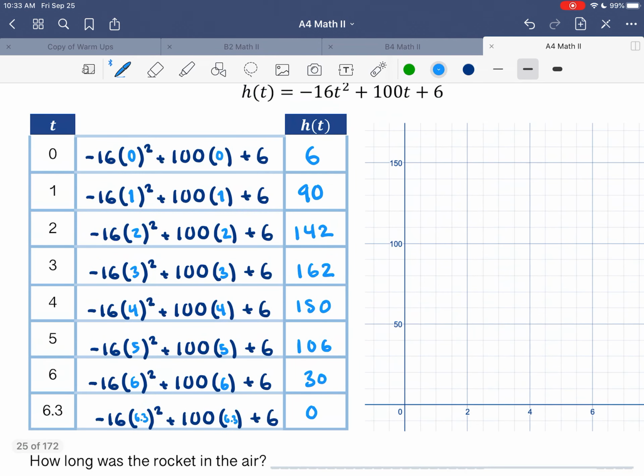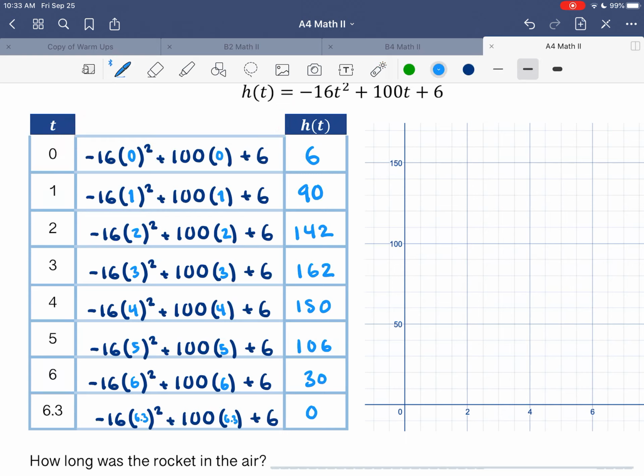So now what we're going to do, we have points here. We have input over here, input, output, which makes us a single point on a graph. So what we're going to do is we're going to go on the x-axis and find this value and go up on the y-axis to this value.